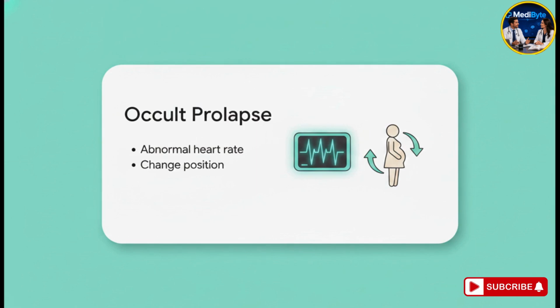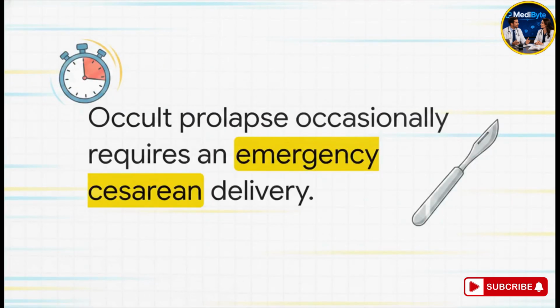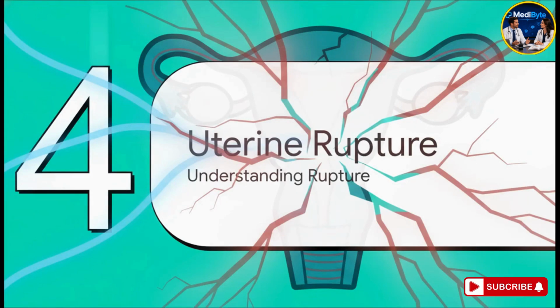And honestly, amazingly, the solution is often entirely biomechanical. Simply changing the mother's position can shift the baby's weight right off the cord, relieving that compression pretty much instantly. But, of course, medicine always requires backup plans. While positional changes are incredibly effective, an occult prolapse occasionally requires an emergency cesarean delivery. If shifting doesn't relieve that pressure, doctors have to move swiftly to a C-section, just to ensure the baby's blood supply is completely protected.